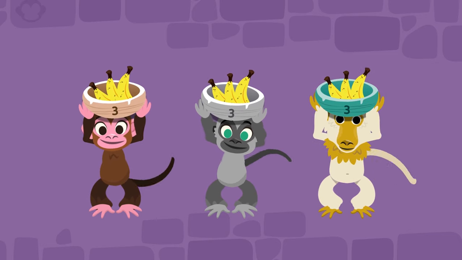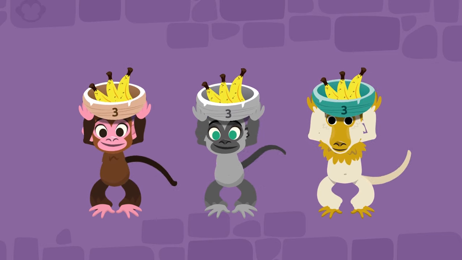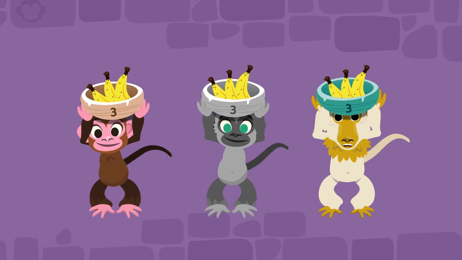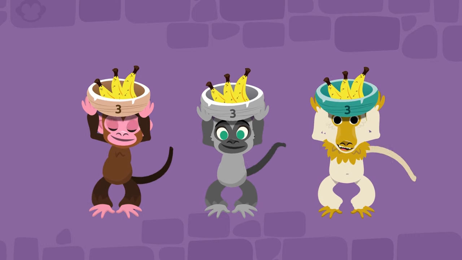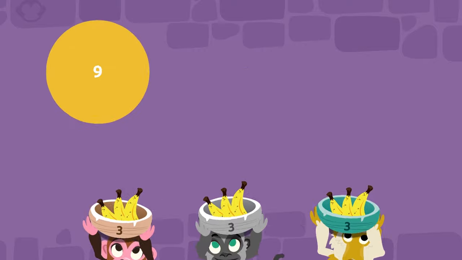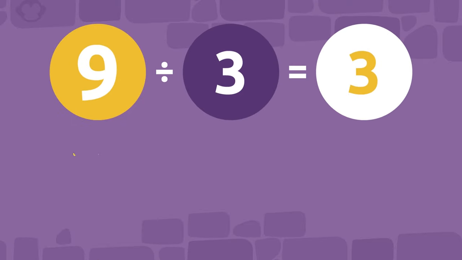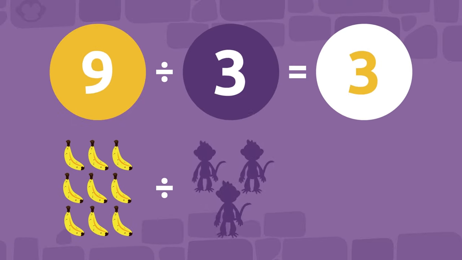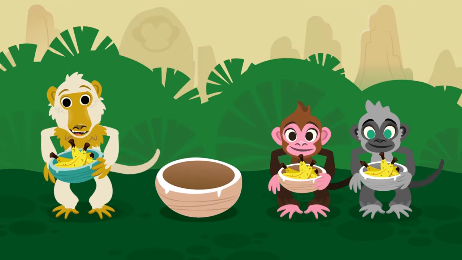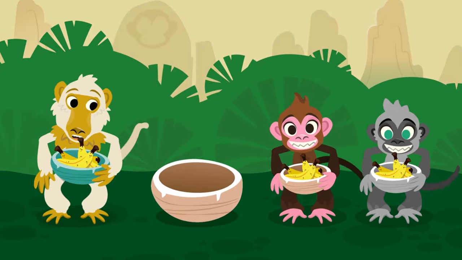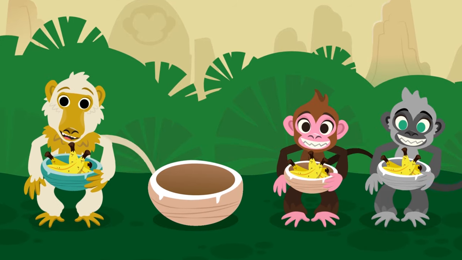How many bananas does each monkey have now? We have 3 bananas each. That was a great sharing out. The math operation we did was 9 bananas by 3 monkeys. This equals 3 bananas for each monkey. Thank you for helping me. My friends are really happy. Snack time!